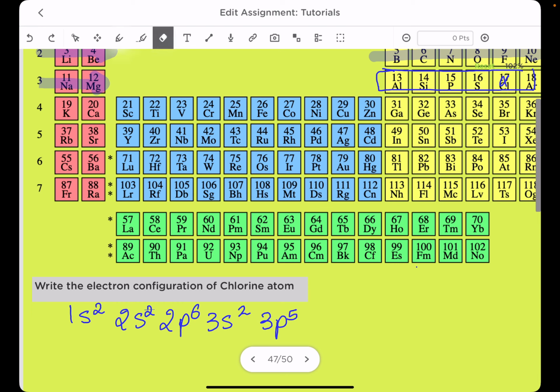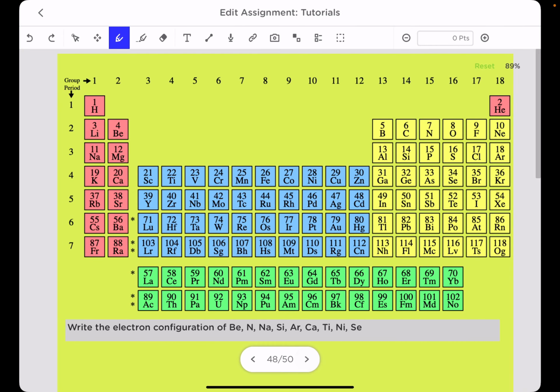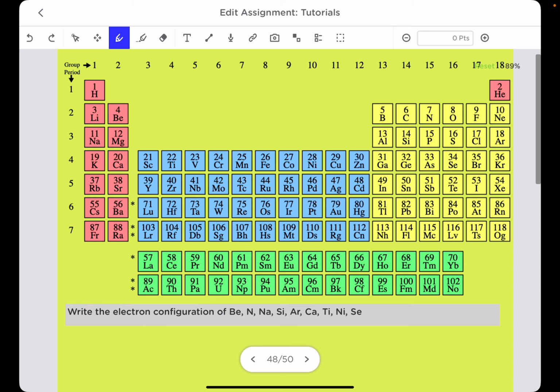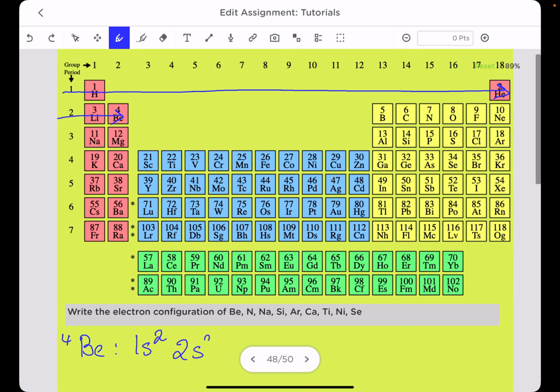Okay? Now, let's move to more complicated examples. I'll give you several examples and I will tell you how to write their configuration. Starting with beryllium. Beryllium has 4 electrons. In order to fill 4 electrons, I have 1s2 all the way, and I have 2s2, and that is the electron configuration of beryllium.